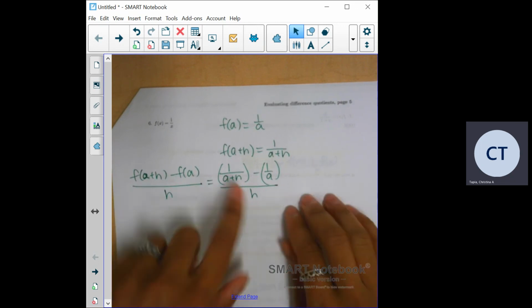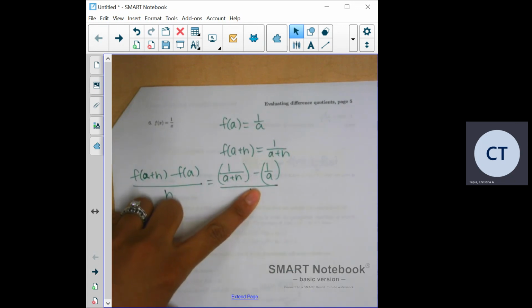So in order to find a common denominator, ignore the h. How do I find a common denominator for this? What do I need to do?